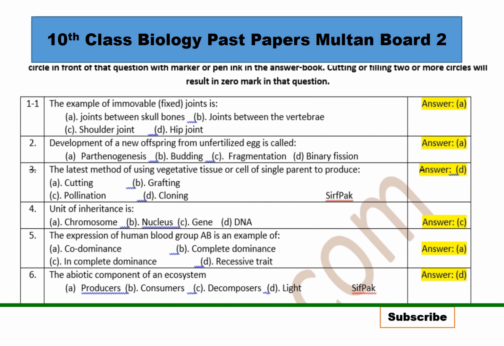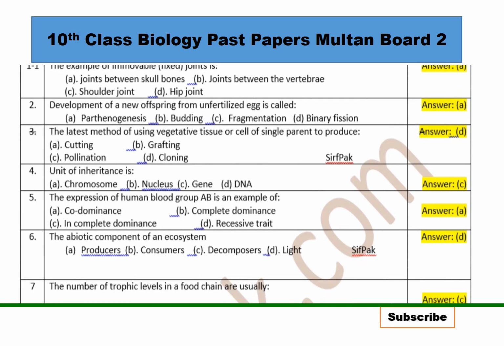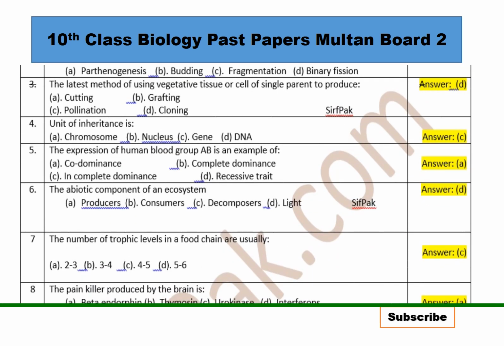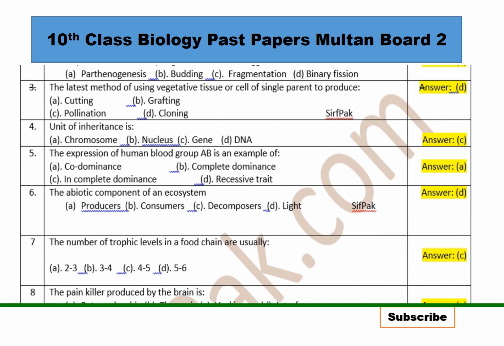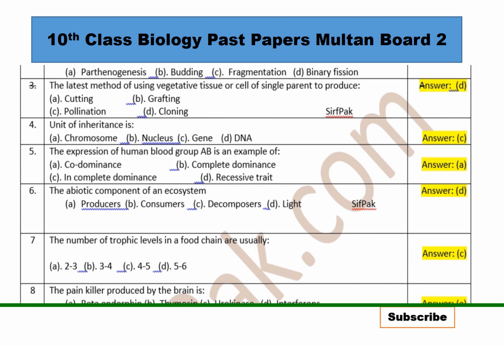Codominance. MCQ number 6, the abiotic component of an ecosystem: producers, consumers, decomposers, or light. Correct option is D. Light. Number 7, the number of trophic levels in a food chain are usually 2 to 3, 3 to 4, 4 to 5, or 5 to 6. Correct option is C. 4 to 5.